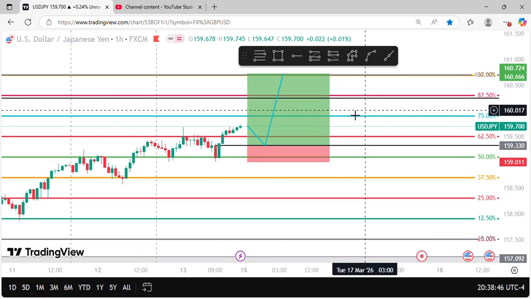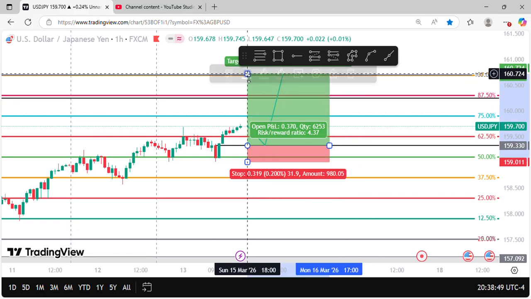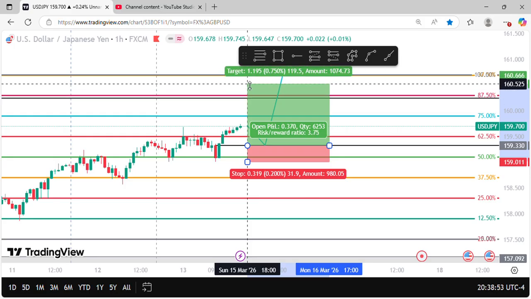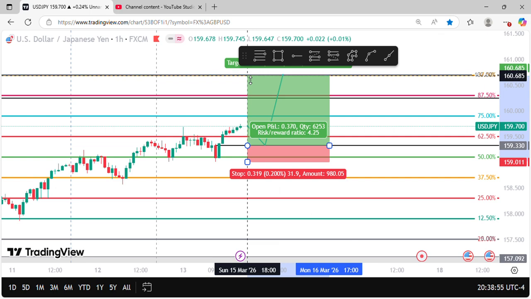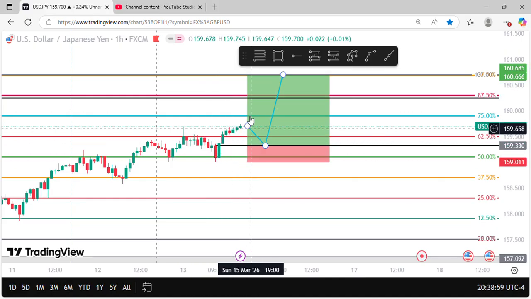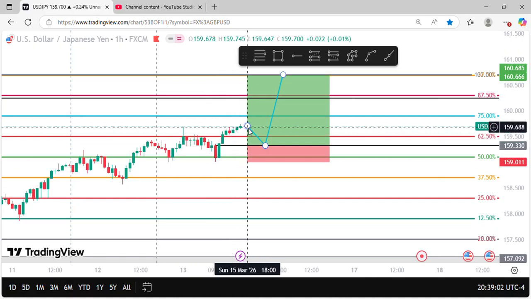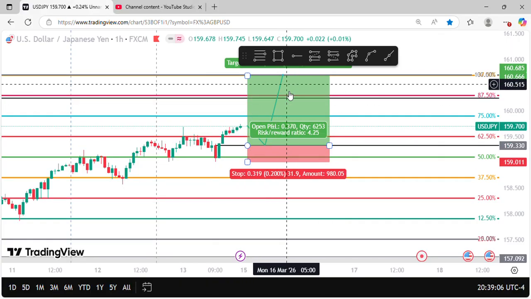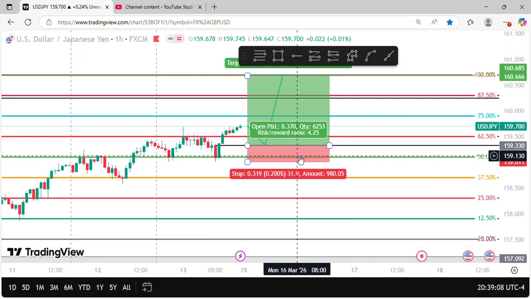Into the 87.5, that is going to give us a 1:3 setup. This could also give us a 1:4.25 setup. I'm still bullish on Euro USD, and then we move up into this level. These are the potential setups that could be forming next week.